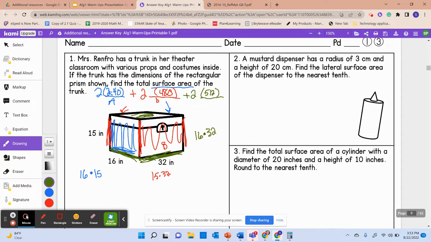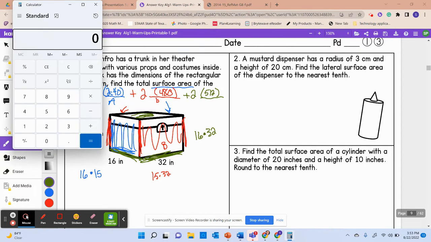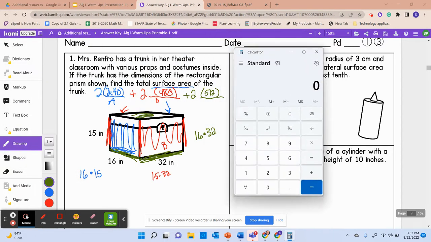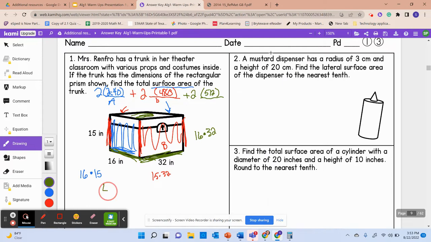Well, now all we have to do is add everything up. So 240 times 2. Let's move this calculator over so we can see. You can probably even type it in your calculator. It's 2 times 240, which is equal to 480. I'm just going to write it on the bottom real quick.